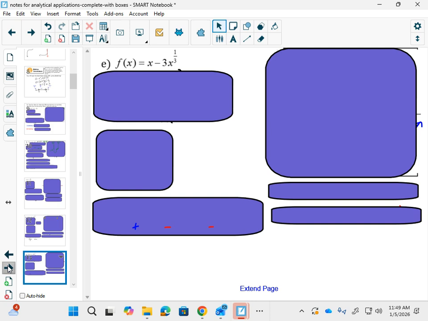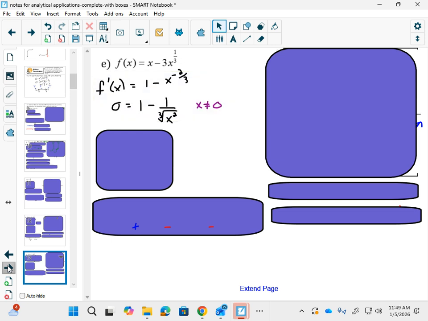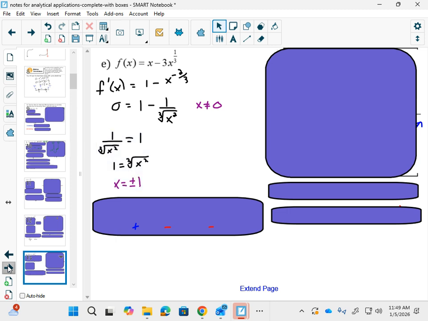So these are graphs that we were not able to do in grade 12. And now just with simple calculus, we can get a pretty accurate idea of what's going on. So this one too, we take the derivative. The derivative again has a non-permissible value. We solve the derivative, and this time we get plus or minus 1 as a possibility.